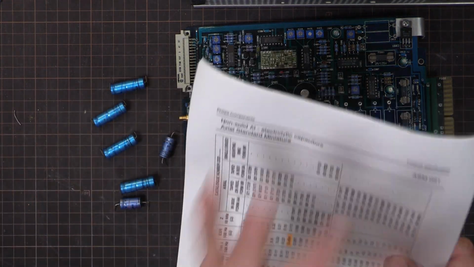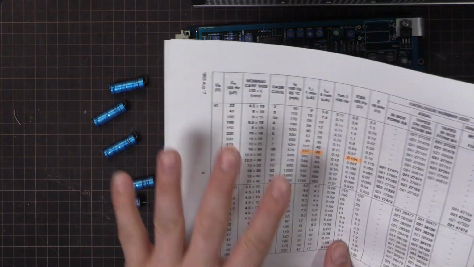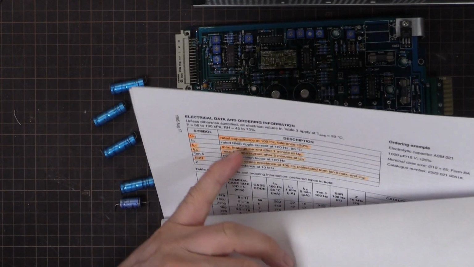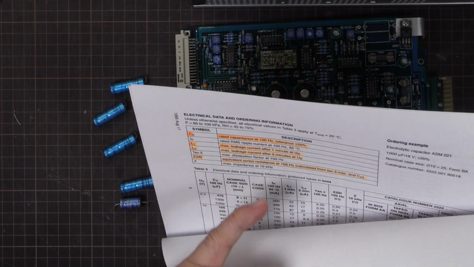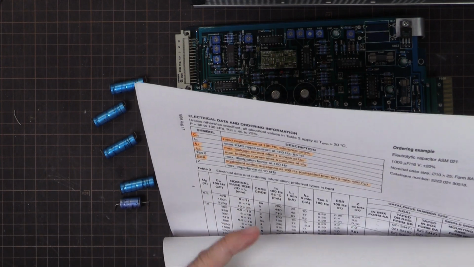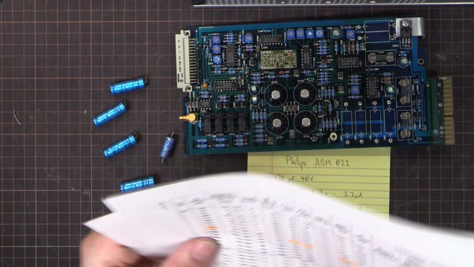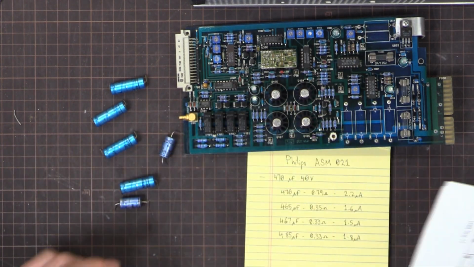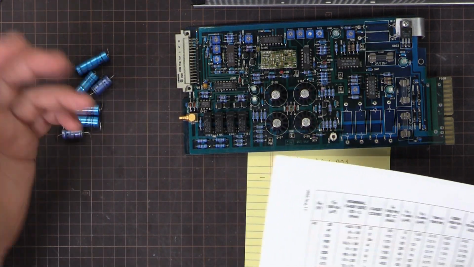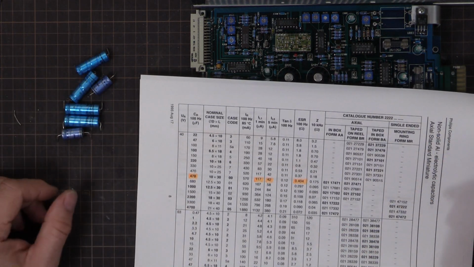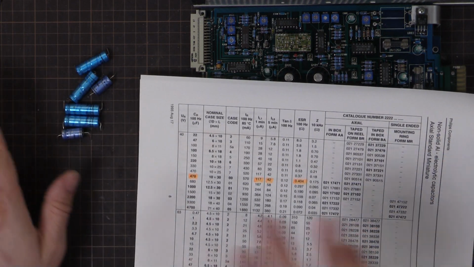But anyway, I've got the Philips data sheet and it has all the information. It's fantastic. It's got rated capacitance, rated RMS ripple current, leakage currents, dissipation factors, ESR, impedance, even equivalent series inductance. It's a really good data sheet. A lot of capacitor data sheets don't have all this information for modern capacitors unless they're a special capacitor. But anyway, this has got all the data.